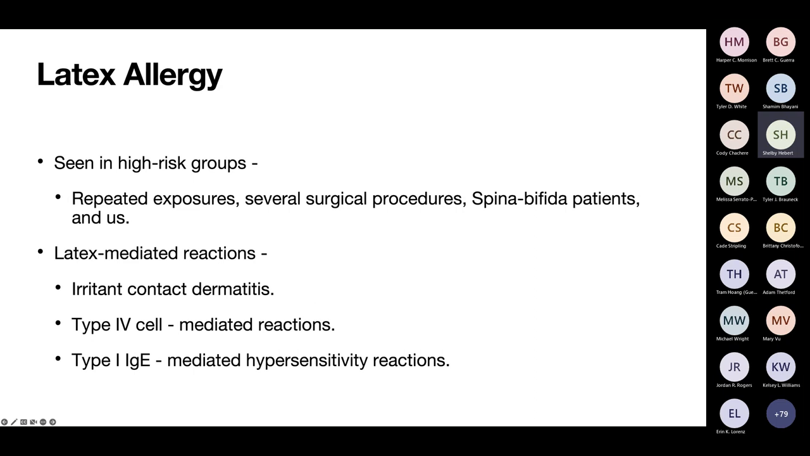Latex allergies occur primarily in high-risk groups, those that have repeated exposures like healthcare providers. If patients have had multiple surgical procedures, spina bifida patients are another real high-risk group. Usually you see three different types of reactions. The most common is contact dermatitis, which is usually going to be your healthcare providers. They've got a little bit of swelling or rash. And then you start getting into your mediated reactions, your type 4 and your type 1 IgE, which is primarily the mediated hypersensitivity reaction.